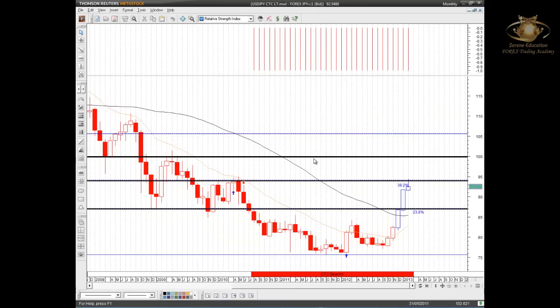Last pair of the day is US dollar Japanese yen. Let's have a look at this particular pair. I did mention throughout this week that price has been trading above major support and resistance levels in the shape of the monthly and weekly Fib retracement areas, from the major highs that we saw in 2007 to the current lows that we saw through 2011 going to 2012.